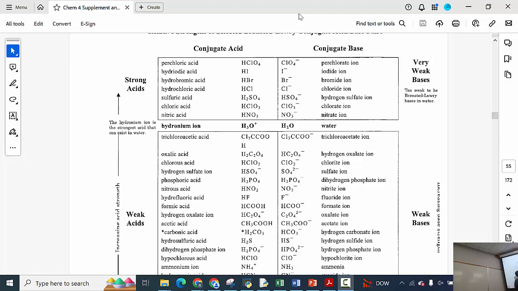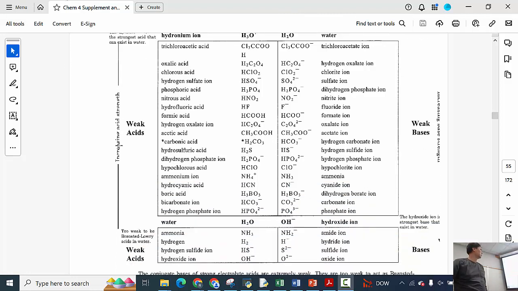And then we have oxalic, chlorous, and then hydrogen sulfate or bisulfate, phosphoric, nitrous, hydrofluoric, formic. This is hydrogen oxalate or bioxalate, acetic acid, carbonic acid. Carbonic acid has this little asterisk here. Carbonic acid is not very stable. It decomposes into water and CO2, and so that's why there's an asterisk there for carbonic.